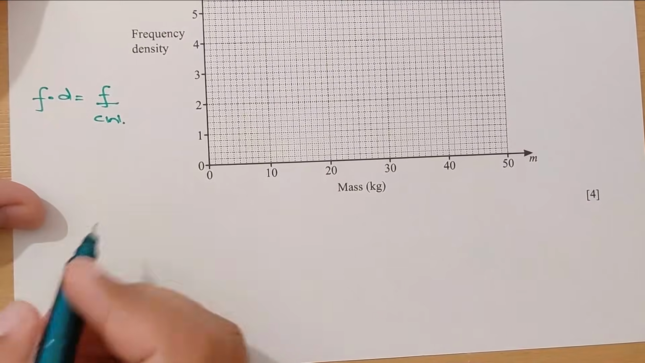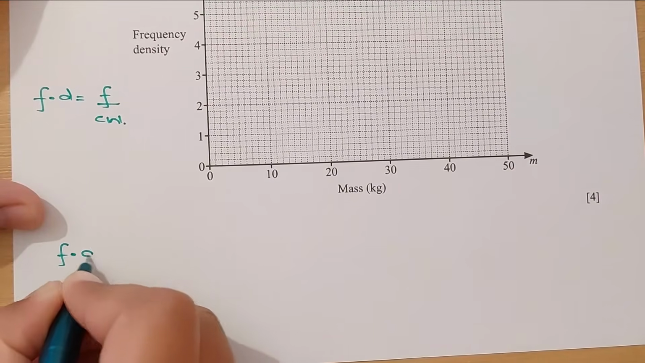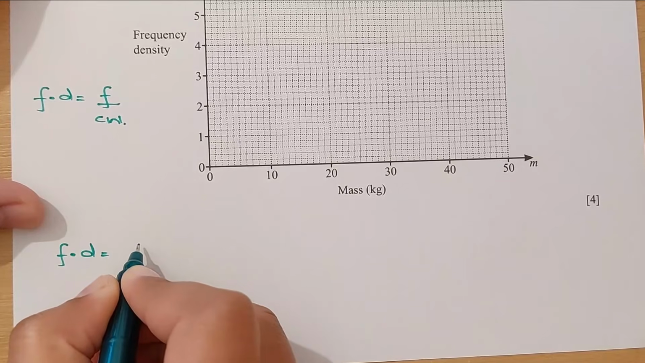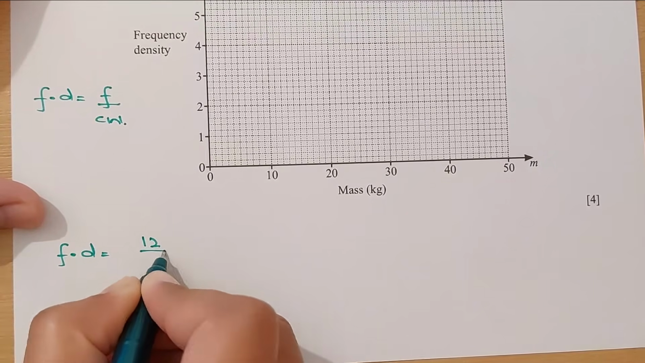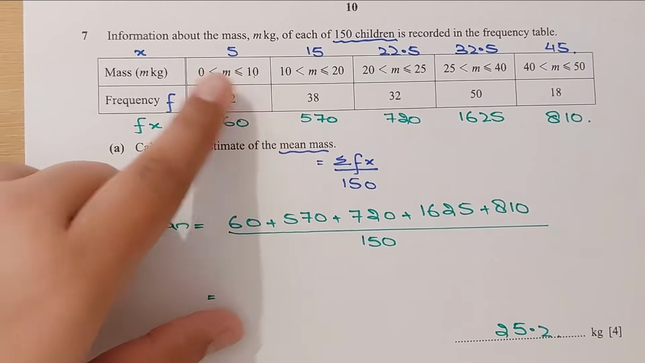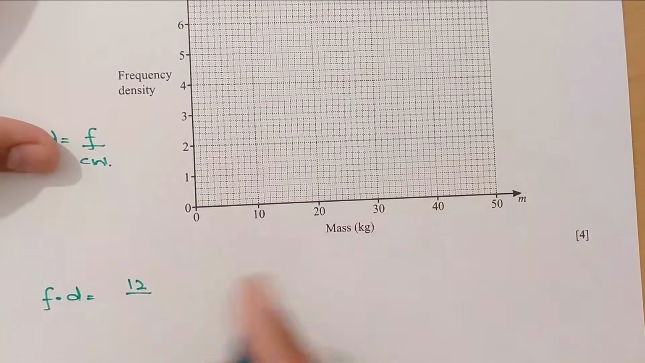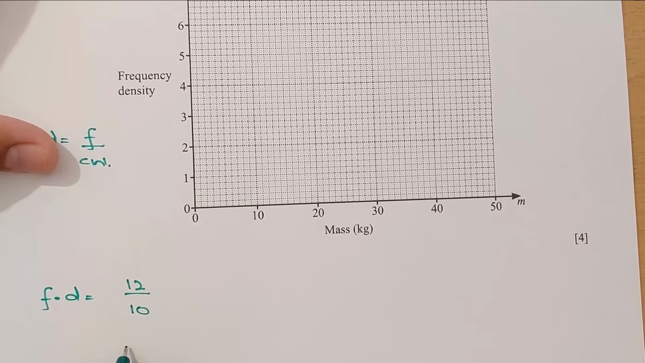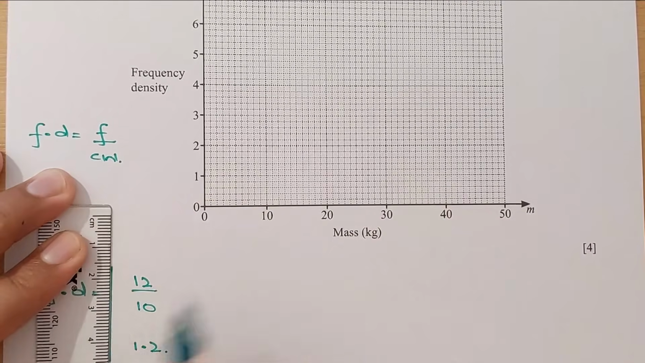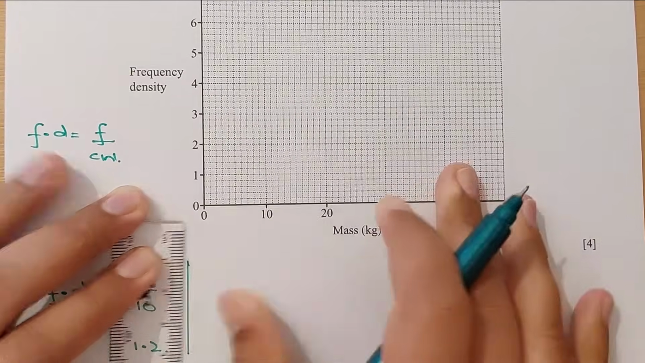Now let me find the frequency density. So the frequency density for the first is frequency over class width. Frequency is 12 and the class width, you can see 0 to 10, is just 10, right? 12 by 10 is equal to 1.2, right? Now let me draw this in table form. This is for the first interval.